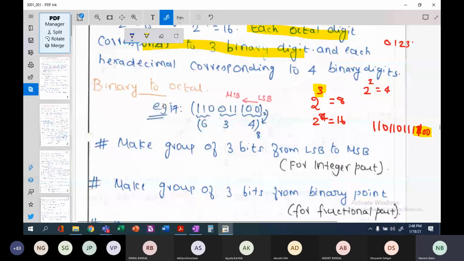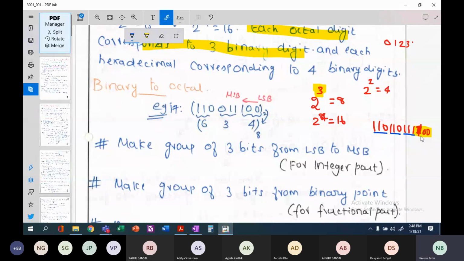So here these 3 digits can be combined, these 3 digits can be combined, and these 3 digits can be combined. Okay, now it is straightforward to write the equivalent octal value. We are trying to convert from binary to octal.